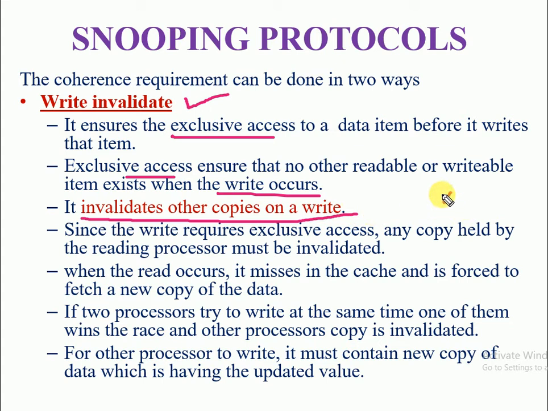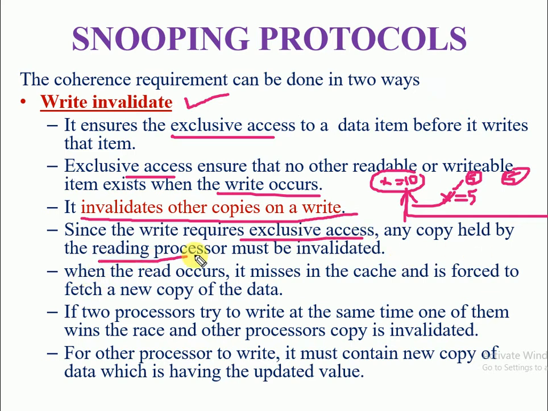So in the previous example, if x was initially 5, one processor modifies that to 10. Okay, so when it tries to write that 10, it must invalidate all the others. Some other processors will be holding the value 5. All of these must be invalidated so that only this is the valid data. This must be done with the support of the bus connected to the different processors. Since the write requires exclusive access, any copy held by a reading processor must be invalidated.